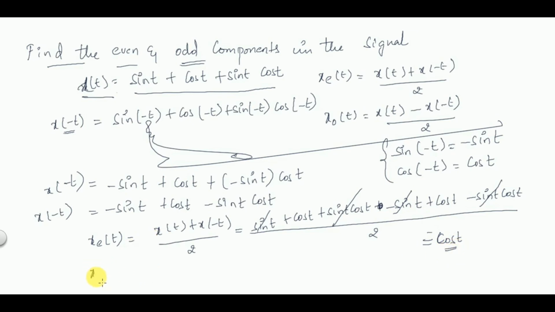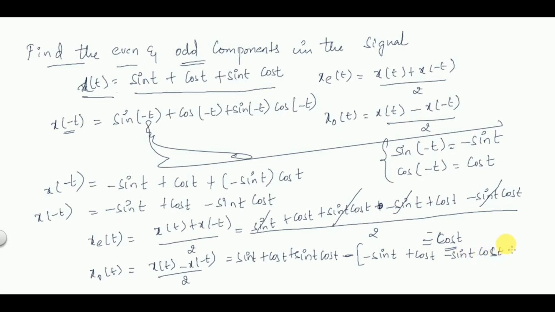So x o of t, that is the odd component, is given by x of t minus x of minus t divided by 2. So x of t is sin t plus cos t plus sin t cos t, minus of minus sin t plus cos t minus sin t cos t, divided by 2. What is the output here? Sin t minus of minus sin t is 2 sin t, and 2 sin t divided by 2 is sin t.